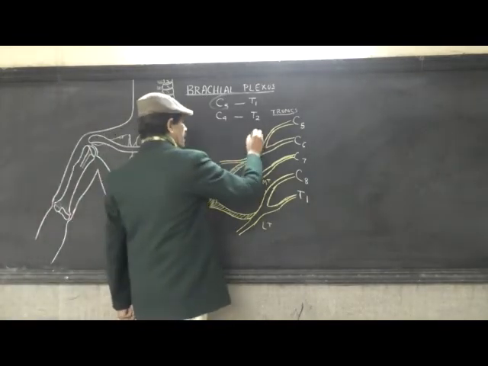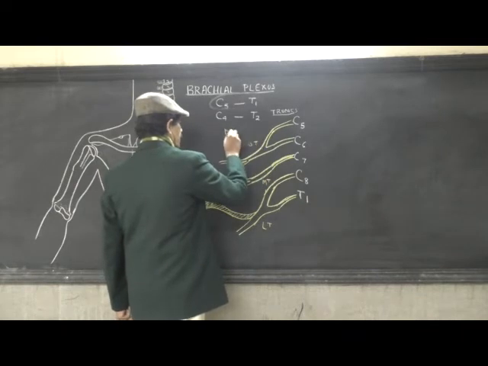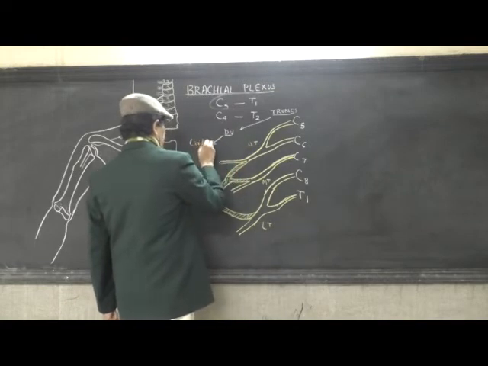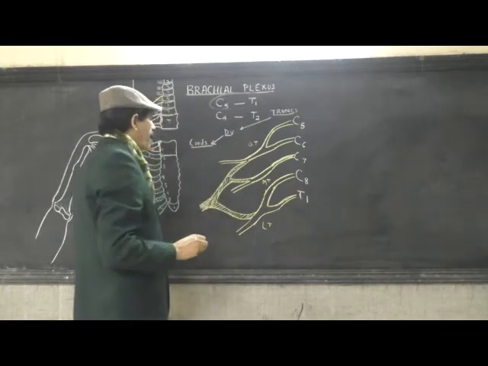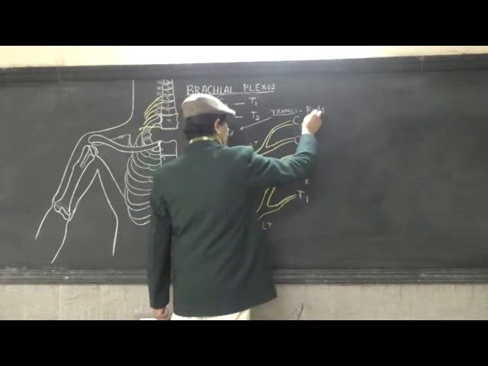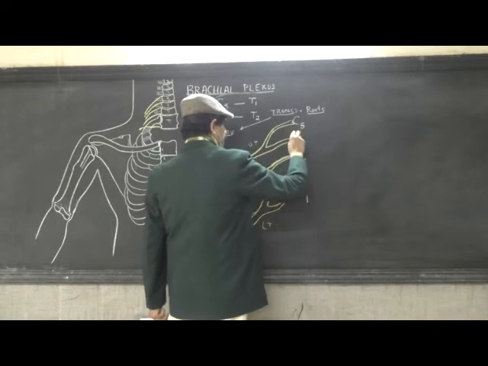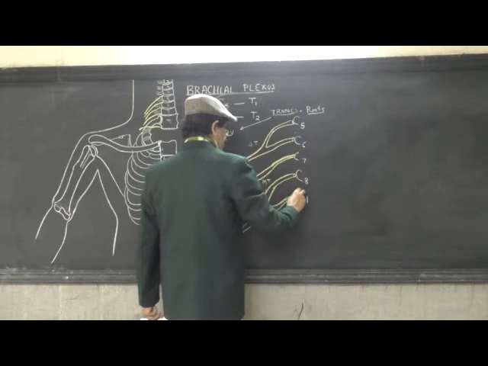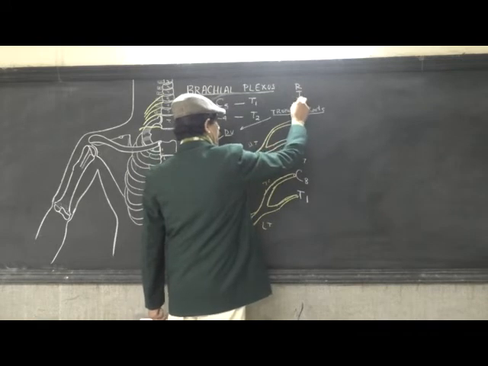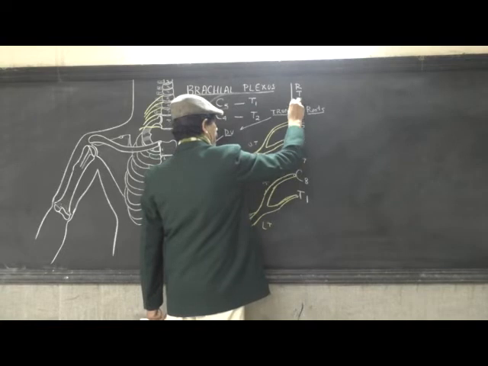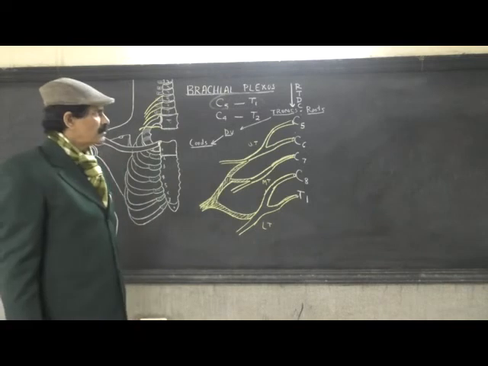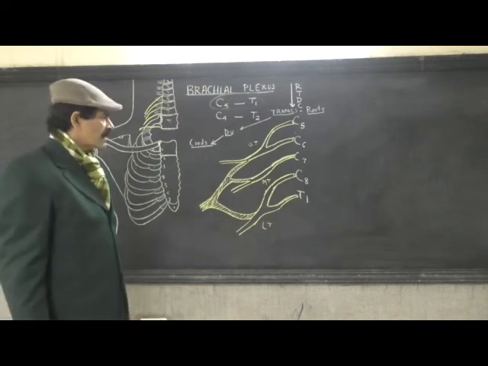So first are the trunks. After the trunks come the divisions, and after the divisions come the cords. And the starting point are the roots of the brachial plexus, C5, C6, C7. When they come out of the intervertebral foramen, they are called the roots. So remember, roots, trunks, divisions and cords. That is the sequence. How to remember? Write RTDC. RTDC is always right. So that's how to remember the sequence.